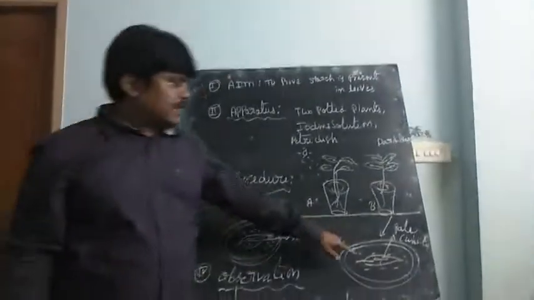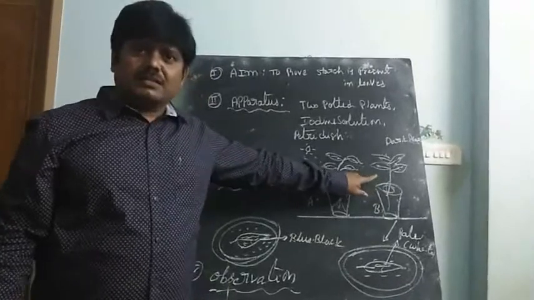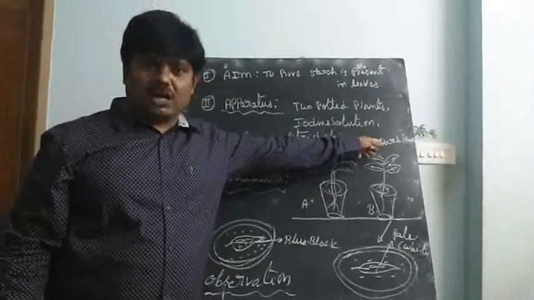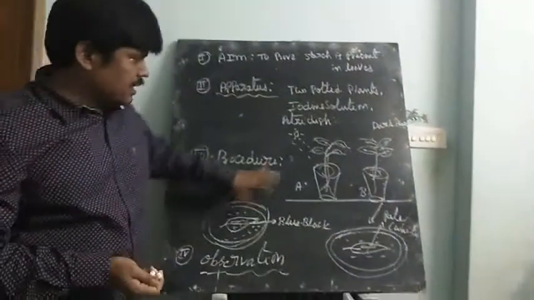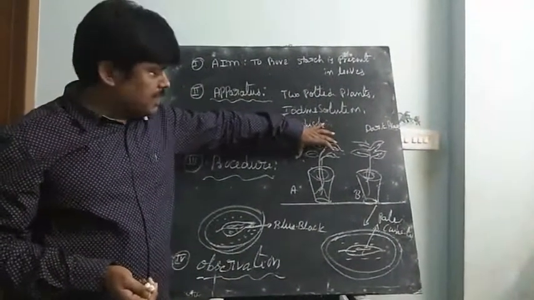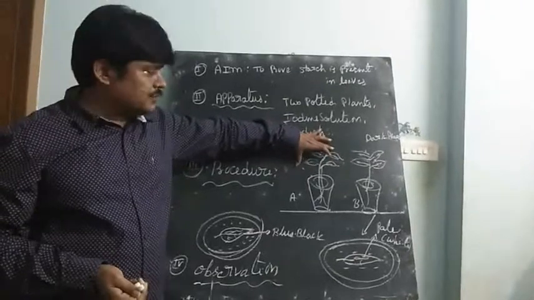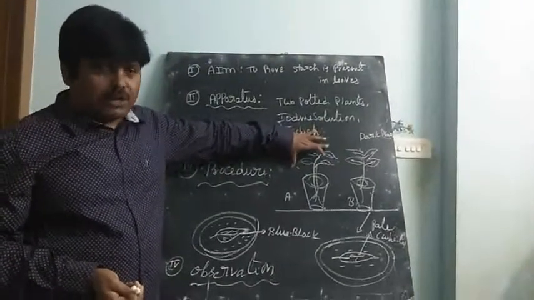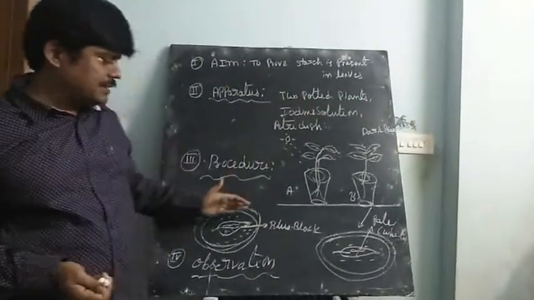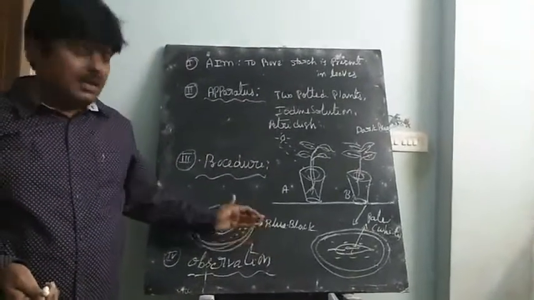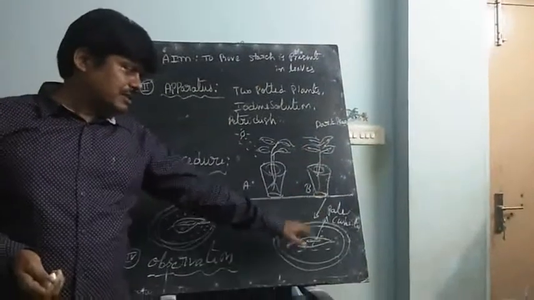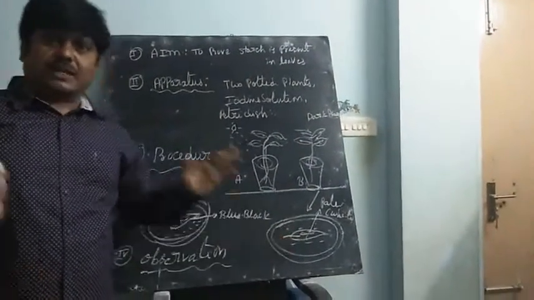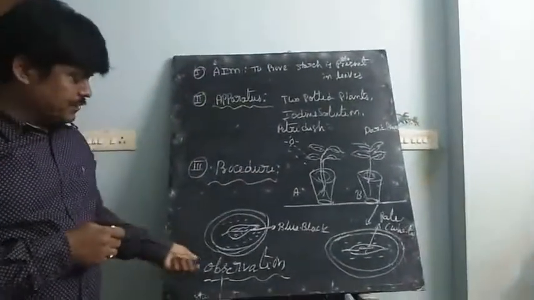So the leaf which is detached from the pot kept in the dark place, that is the difference. A clear mark: the leaf taken from the pot in the sunlight changed into bluish black in color when drawn into the iodine solution, but the other one is pale in color. So what is the reason? We observe this one.